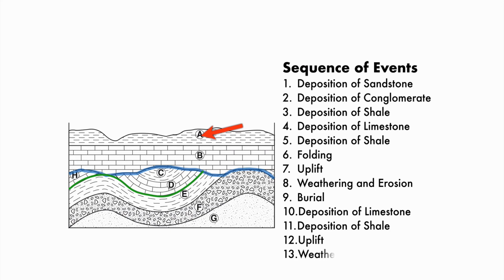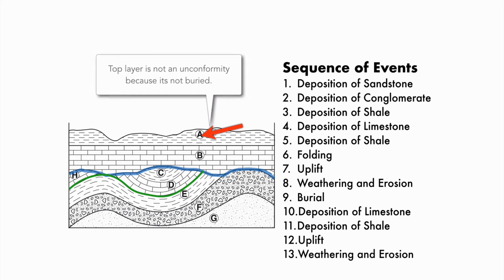So just to compare the two, the top layer is not an unconformity because it's not buried. It's exposed at the surface of the earth. Only buried erosional surfaces are considered unconformities. So the blue line here is buried. It's underneath layer B. So that's why it's an unconformity, because it's not conforming. It's not following the pattern, the sequence. Something's missing. And it's because this area was lifted out of the water at one time and layers were erased because of erosion and weathering.